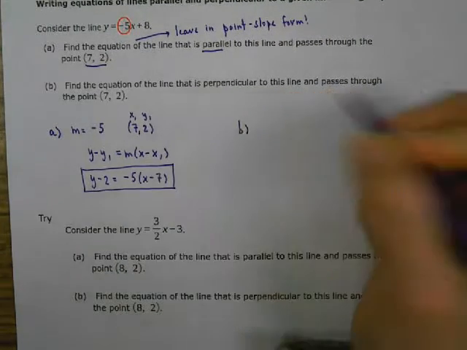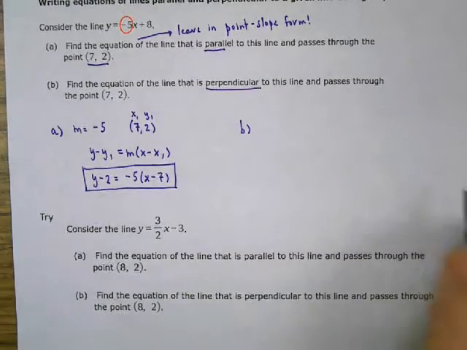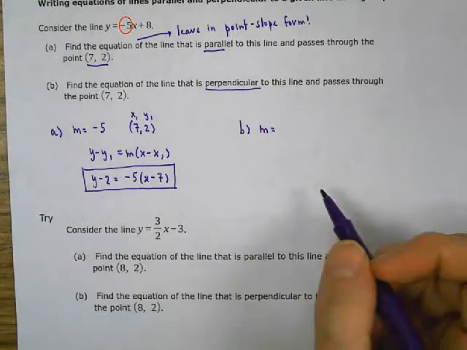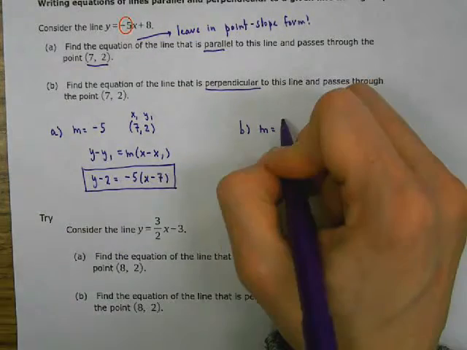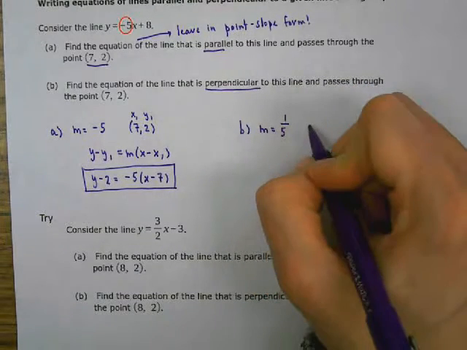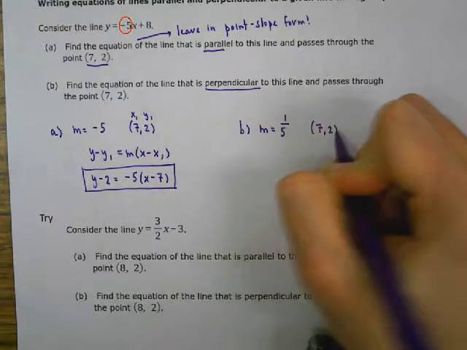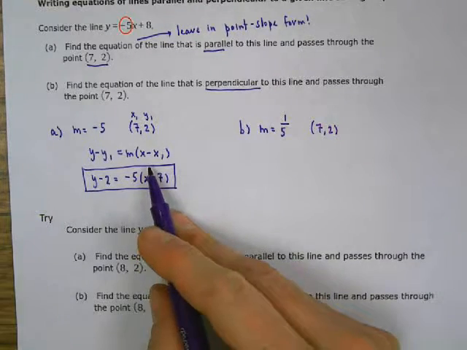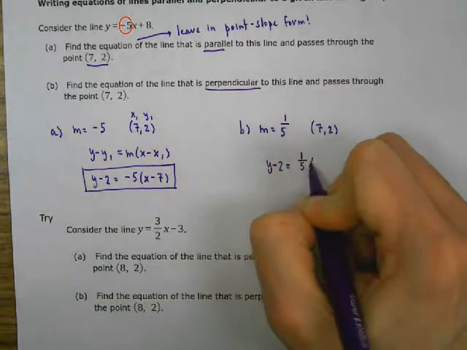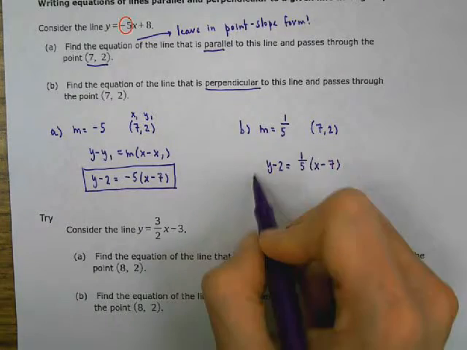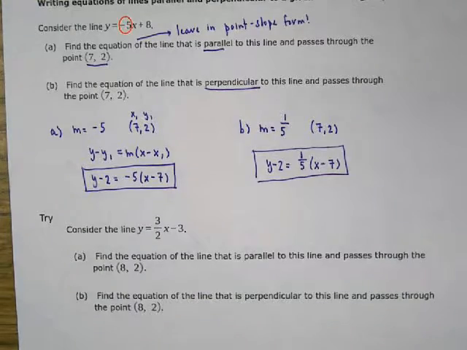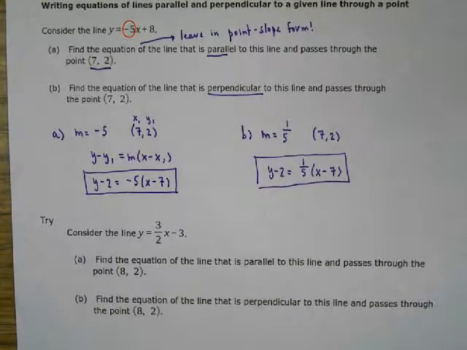Now, in part B, the only difference here is I need the line that's perpendicular. So now my slope, instead of being -5, I need it to be positive, and I need to flip it. So my slope is 1 over 5. My point is still 7, 2. So now if I use point-slope form, I have y minus 2 equals 1/5 times x minus 7. So that's all there is to this piece.